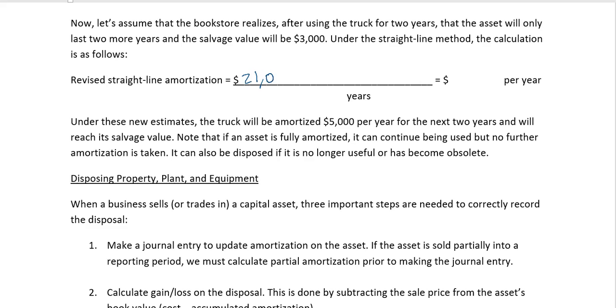As always, you will start by plugging in the cost of the asset. And once again, we will have $8,000 of accumulated amortization, 4,000 each for the last 2 years. We will have a change here. We have a new salvage value of 3,000. And then we also have a change in years. We're going to only last 2 more years. That's all the information we need. And I go ahead and put down 2. After you do the math, you should end up with a new rate of 5,000 per year.